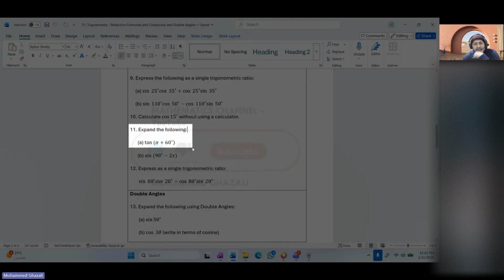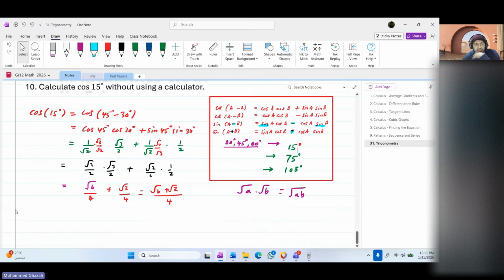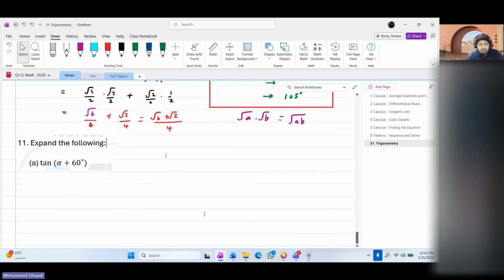Expand tan of alpha plus 60. How are we going to expand that? This is an expansion with special angles. To do this, we're going to say sine over cos, because you don't have a formula for that. So you're going to say sine of alpha plus 60 divided by cos of alpha plus 60. So all you're doing is writing it as sine over cos. Now you need to expand this.